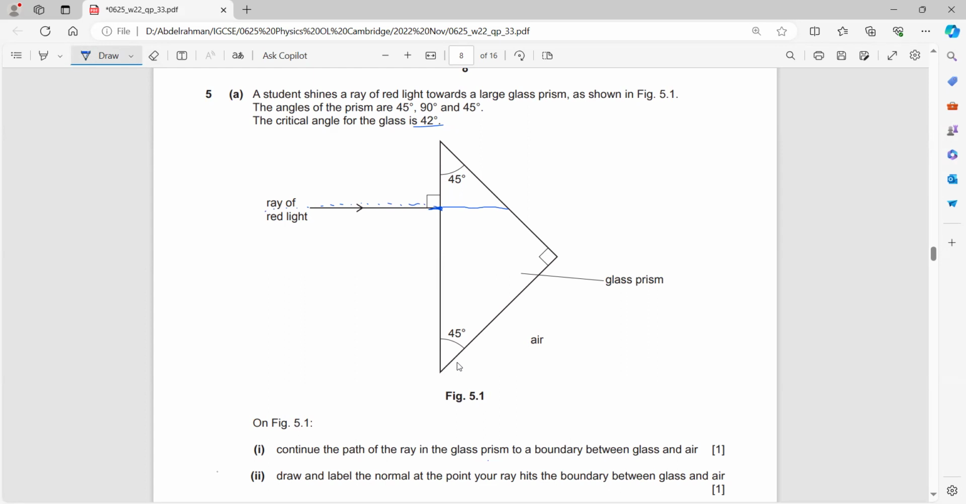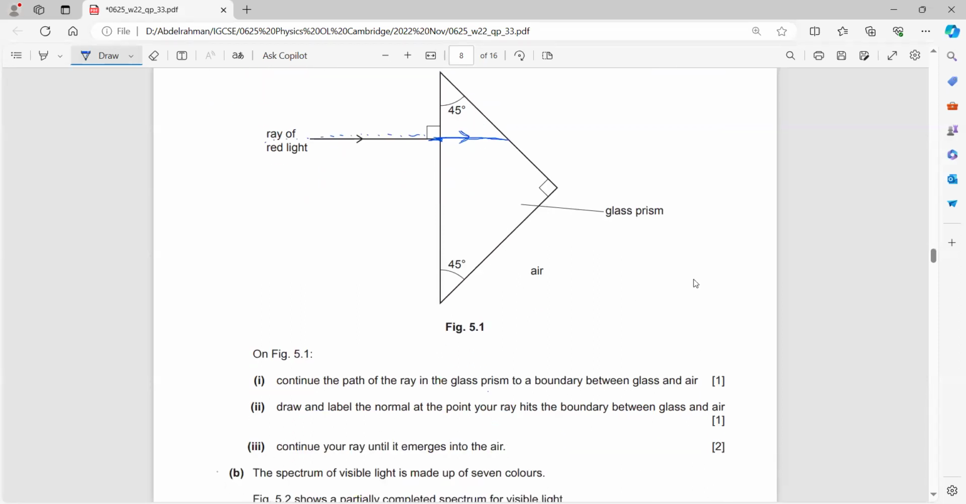If I'm moving 90 degrees to the barrier, perpendicularly to the barrier, will the wave bend? No, it will not bend. So I draw a straight line passing through the glass prism. We will continue this line as a straight line, with the arrow. This was the first point.